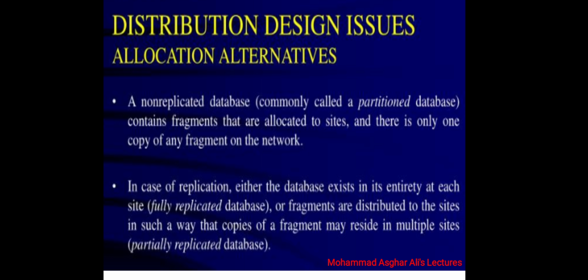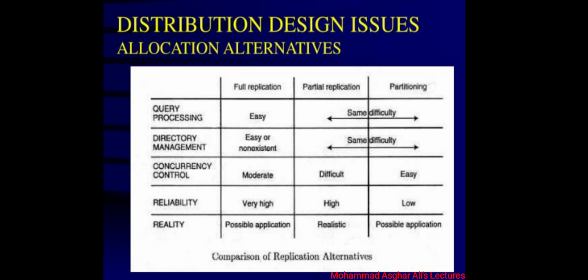In case of replication, either the database exists in its entirety at each site, that is a fully replicated database, or fragments are distributed to the sites in such a way that copies of a fragment may reside in multiple sites, that is a partially replicated database. This is the diagram of comparison of replication alternatives. Query processing: full replication easy, partial replication and partitioning some difficulties.